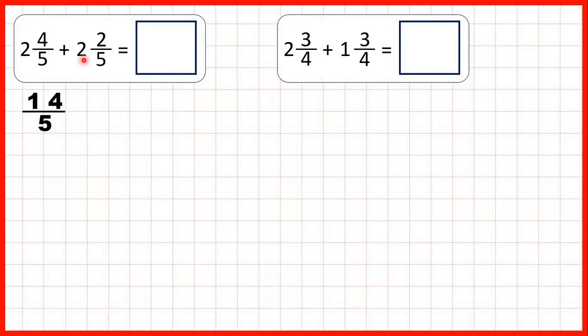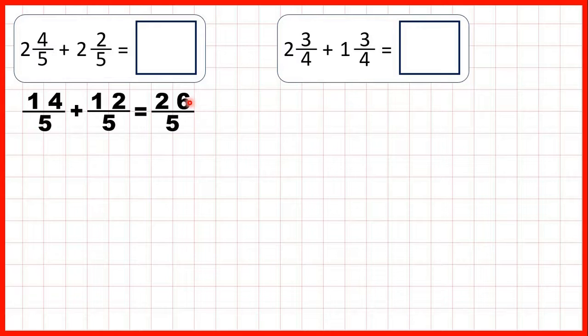And we need to add 2 and 2/5, but we can change that to an improper fraction as well. 2 times 5 is 10, plus 2 is 12, so that's 12/5 as an improper fraction. Now, we know that when we add fractions, the denominator stays the same in our answer. And 14 plus 12 is 26. So as an improper fraction, our answer is 26 over 5, or 26/5.